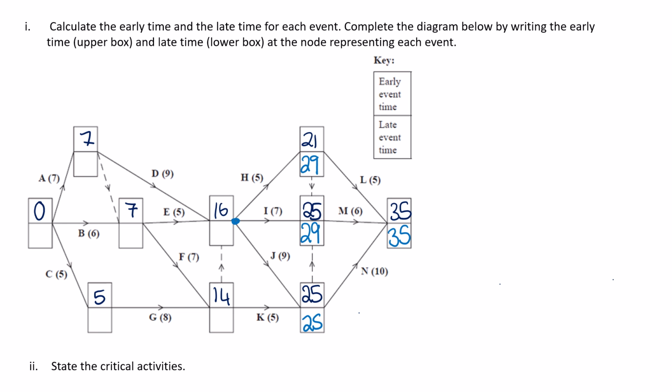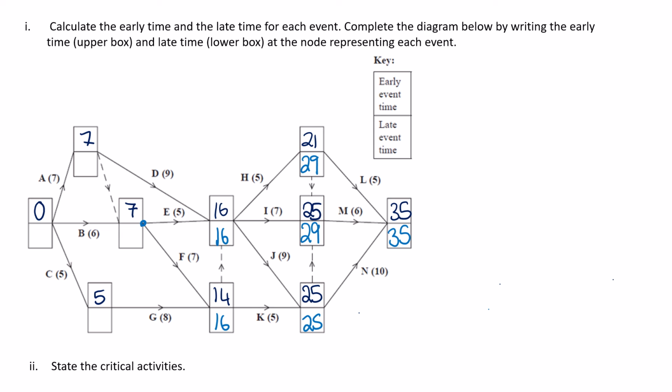We then have 3 activities that come out of this node. If we look at H, it's going to give us 24. If we look at I, it's going to give us 22. And J is going to give us 16. So the smallest of those is 16. This node has 2 coming out of it, a dummy, which will be 16, and K, which will be 20. So we'll pick the smaller of those, which is 16.